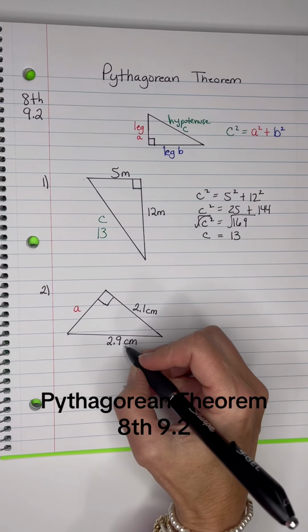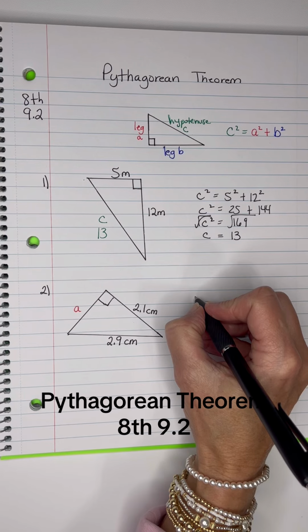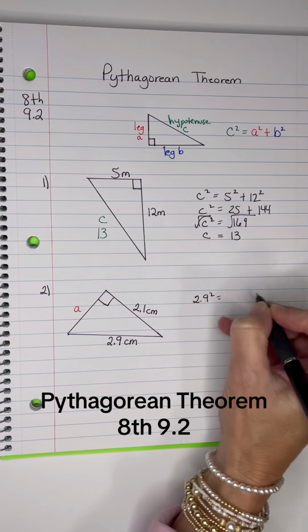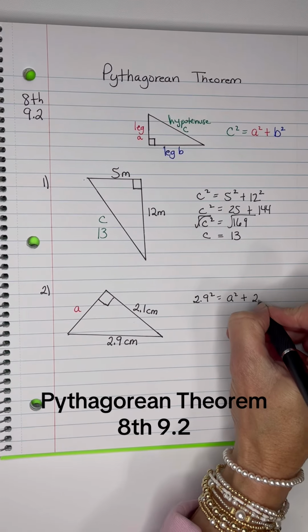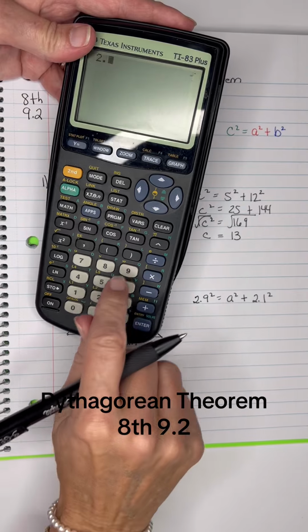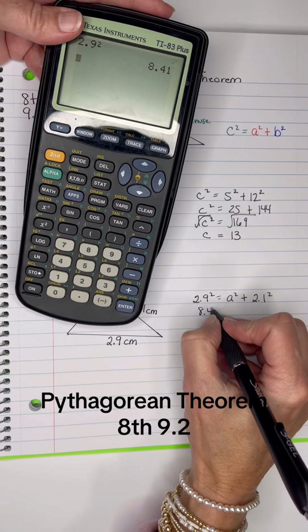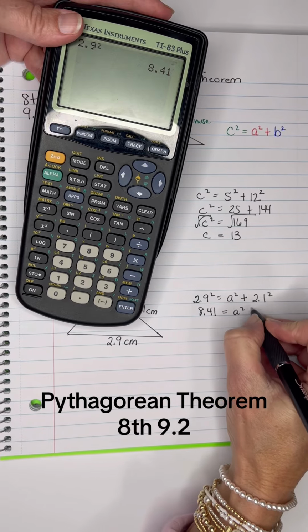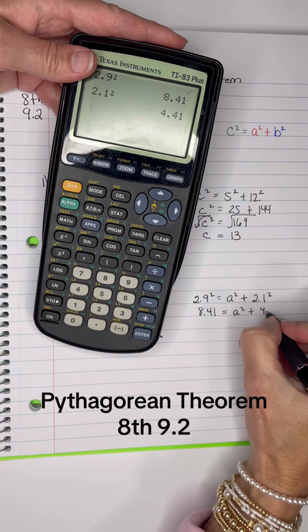So the hypotenuse points at the c squared, so that's 2.9 squared equals the a squared plus the 2.1 squared. Okay, let's find 2.9 squared, which is 8.41, equals a squared plus 2.1 squared, which is 4.41.